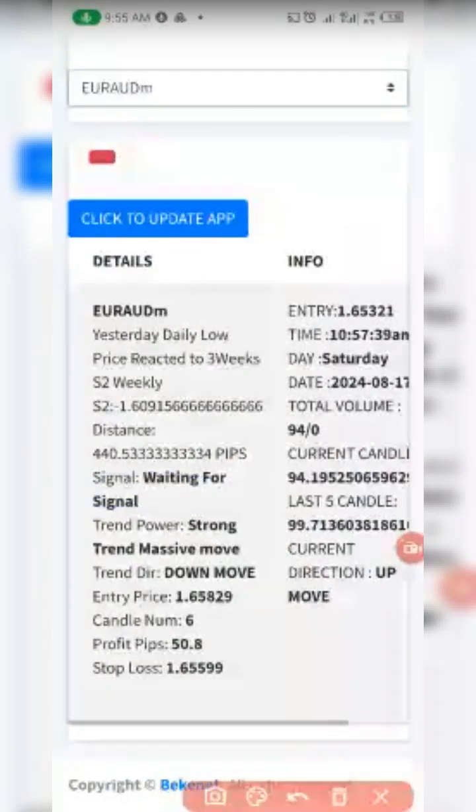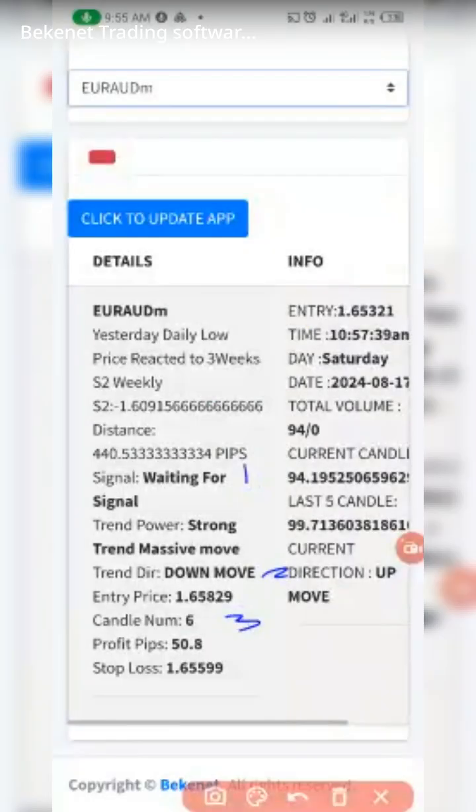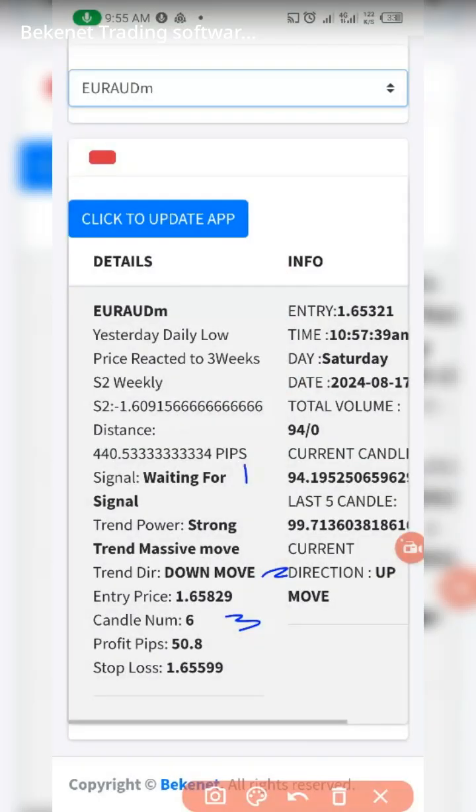Now, can you read this? This is 1, this is 2, and this is 3. Can you see it? Yeah, I can see it. Okay, now, in this Smash 100, we have 2 forms of setup. We have the one where we combine 1 and 2. 1 and 2 is the signal and trend direction.